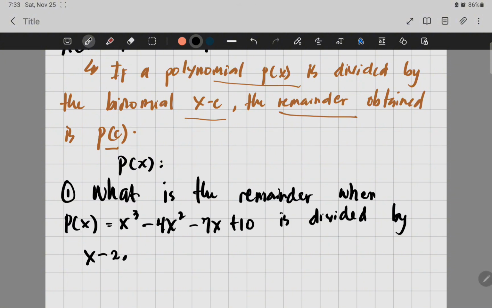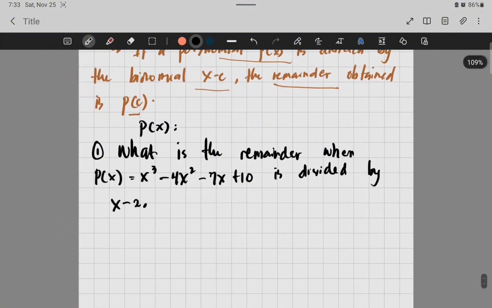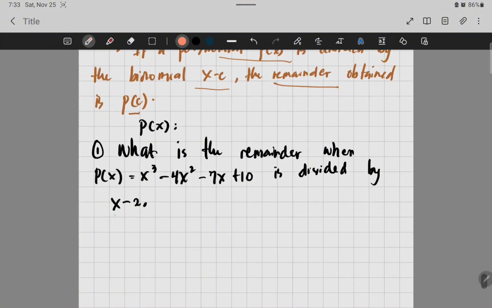So for the first example, what is the remainder when p of x is equal to x cubed minus 4x squared minus 7x plus 10 is divided by x minus 2? Alright, so first you have to get the value of your c from your divisor. The divisor here is x minus 2. So the value of c will be equal to 2.